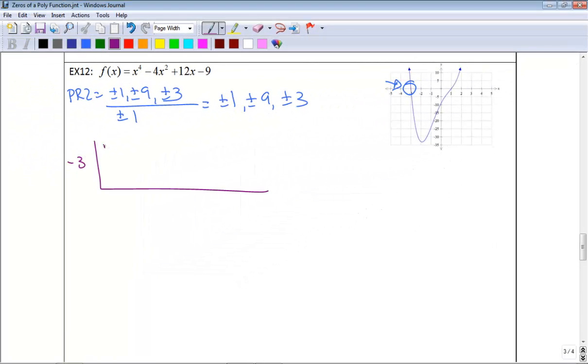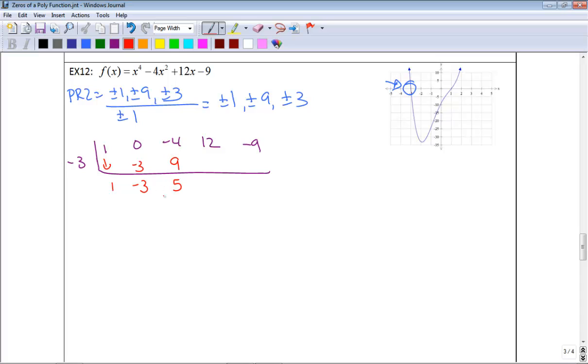We have a fourth power. I'm missing my cube, so put a zero placeholder. Then negative 4, positive 12, and negative 9. Bring down my 1, and I get negative 3. Add down, I get negative 3. Multiply, I get 9. Add down, positive 5. Multiply, negative 15. Add down, negative 3. Multiply, 9. Add down, 0.